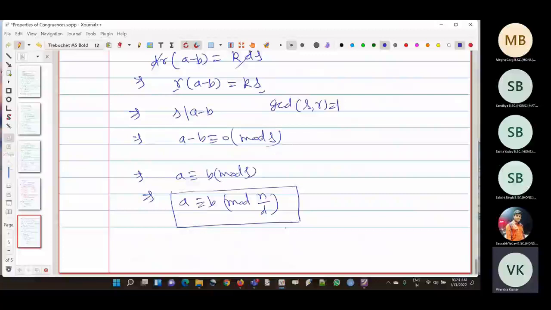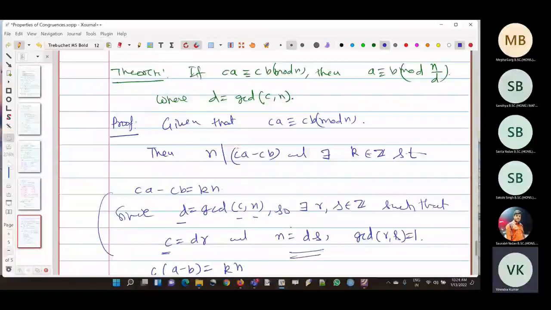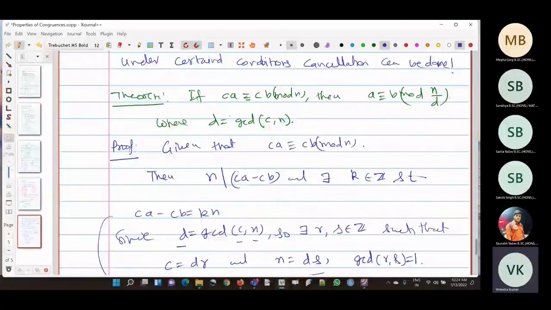So if D is the greatest common divisor of C and N, which is common on both sides of the congruence, then we can write A is congruent to B modulo n by d. And we can cancel exactly if C and N are relatively prime, then D becomes 1. And in that case, we can write A is congruent to B modulo N.